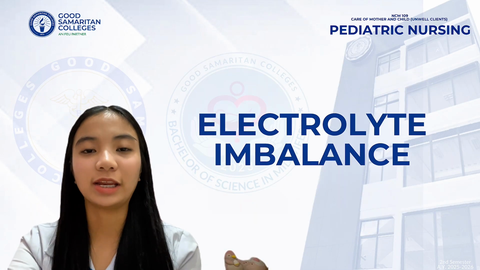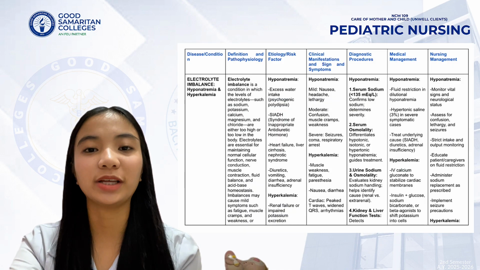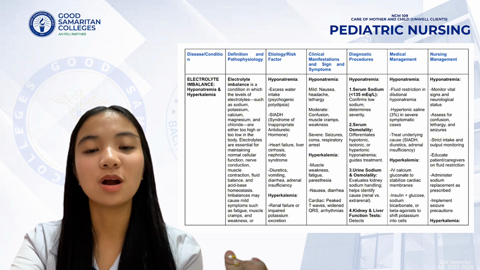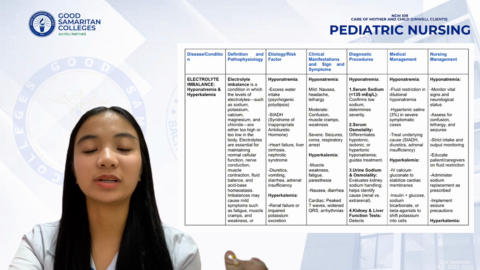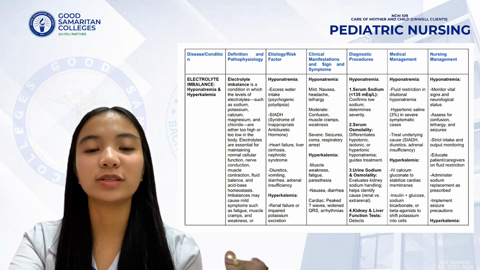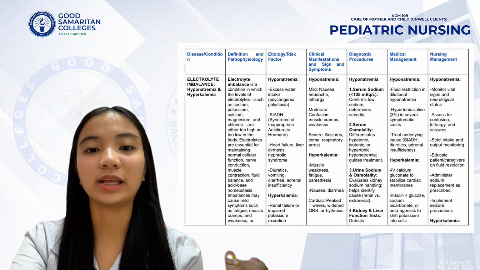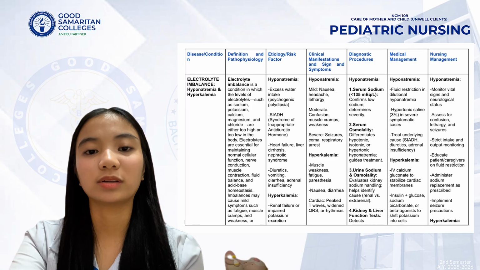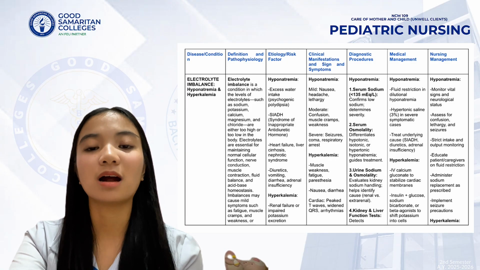Pag-usapan naman natin ang electrolyte imbalance. So, electrolyte imbalance is a condition where the levels of important minerals in the body katulad ng sodium and potassium become too high or too low. So itong mga electrolytes na to is kailangan ng katawan natin for functions katulad ng muscle movement, nerve signals, fluid balance, and heart function.